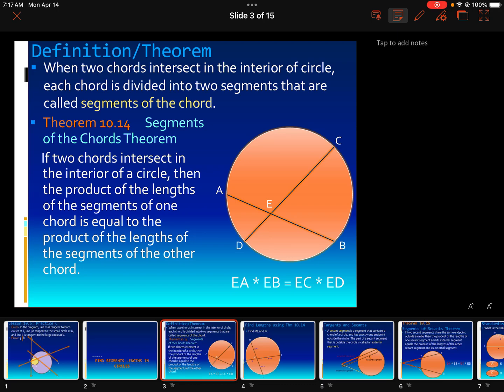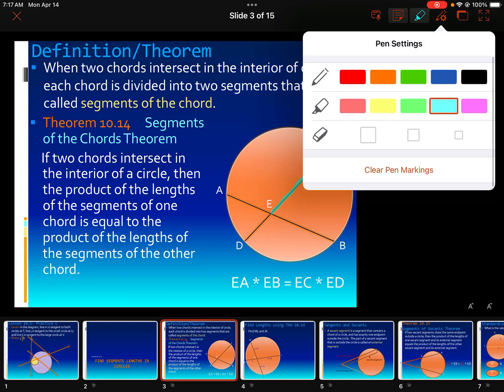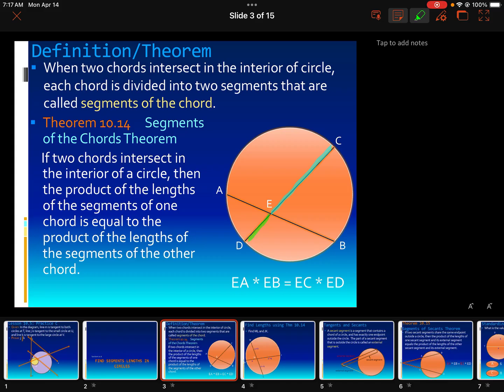When two chords intersect on the interior of the circle, each chord is divided into two segments that are called segments of the chord. So let's talk about these segments of the chord. Segment DC is a chord, but it crosses another chord and it splits each of those chords into what we call segments of the chord. So it looks like this. Now, we're not worried so much about the angles this time. We could find angle measures if we really wanted to. We're worried about the lengths of segments.